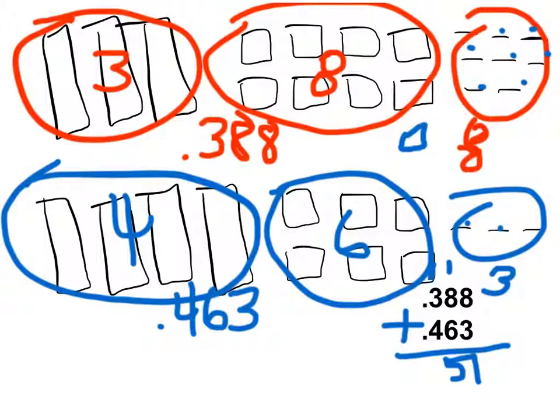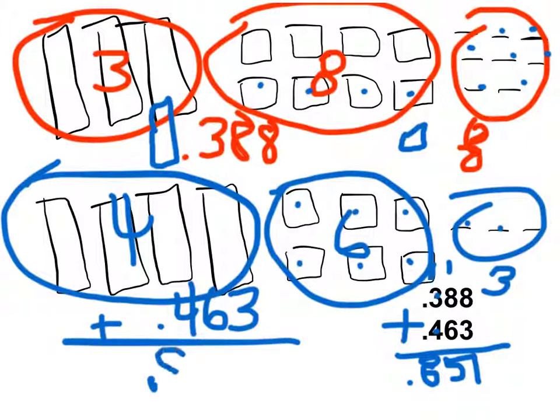What that means is 6, 7, 8, 9, 10 of these squares turned into an additional 1/10. And again, that is why the 1 is carried to the tenths column. Finally, we'll add 3 plus 4 and the 1/10 to get a total of 8/10. Therefore, our answer is 851 thousandths, or 8/10, 5 hundredths, and 1 thousandth.